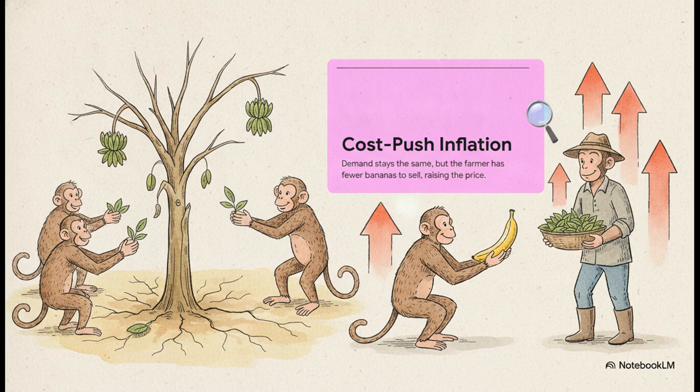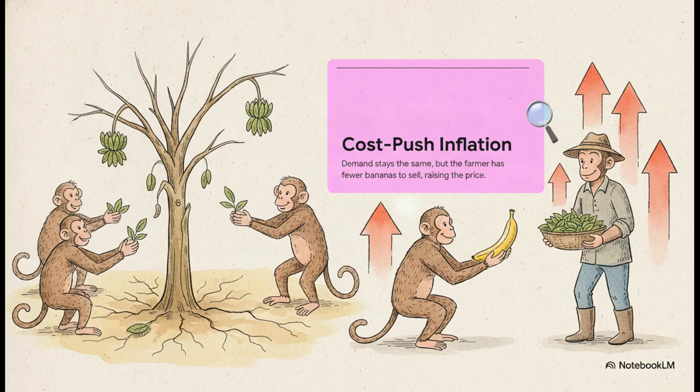Now, let's look at the second disruption, which shows the exact opposite trigger causing the exact same painful price hike. We call this cost-push inflation. In this scenario, the monkey's demand for bananas stays perfectly normal. Literally, nobody is trying to eat extra. But maybe due to a bad harvest or a crazy drought, which is basically a major real-world supply chain shock, the banana farmer suddenly has far fewer bananas to sell.